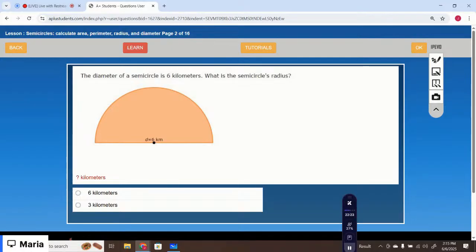The diameter of the semicircle is 6 kilometers. What is the semicircle's radius? So we need to find the radius of the semicircle. The diameter is 6 kilometers. So the radius is half of the diameter, that equals 3 kilometers. Option number 2 is the correct option.